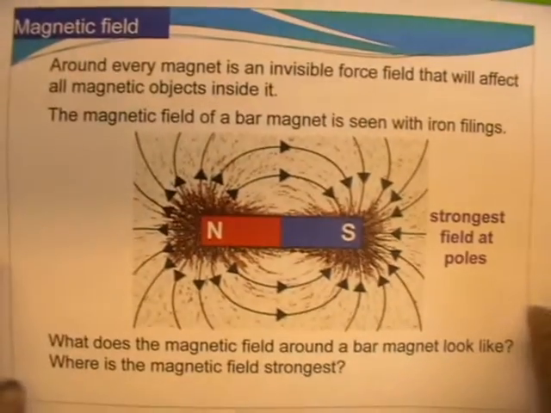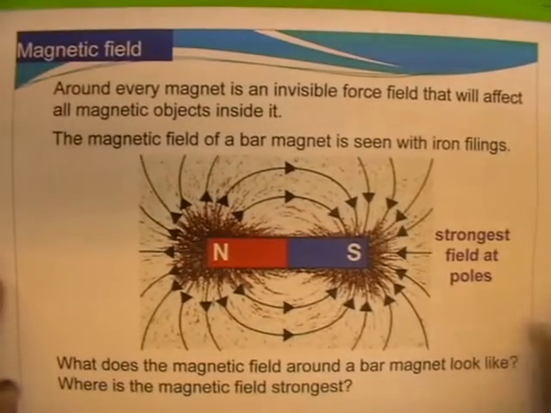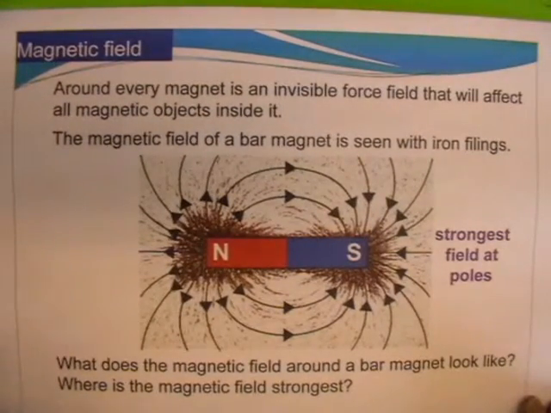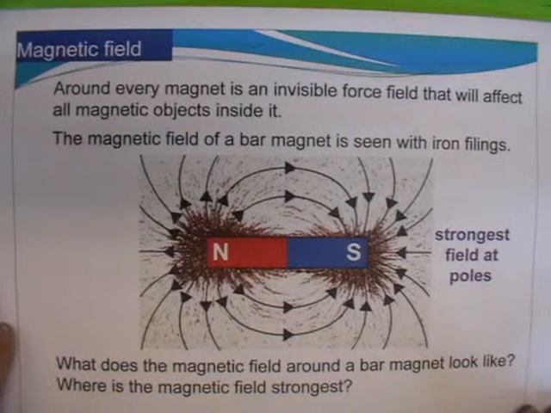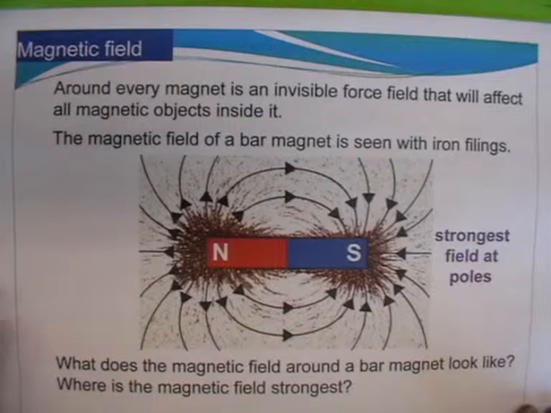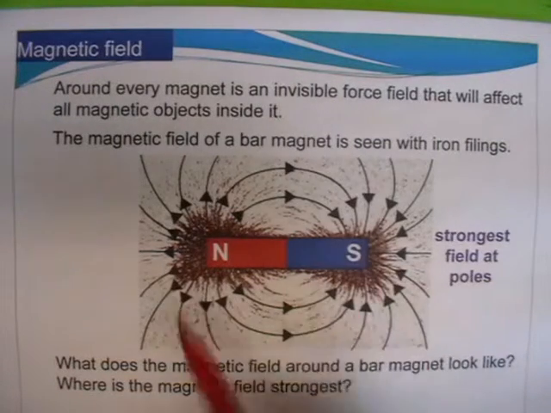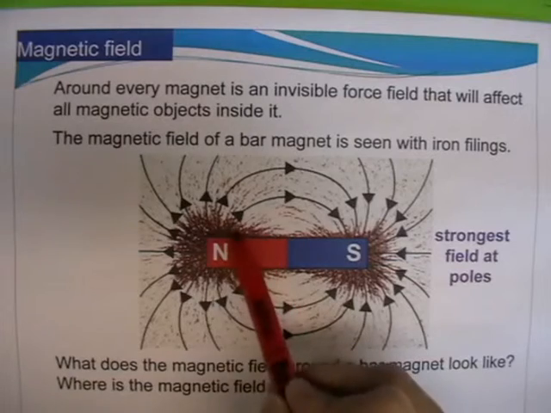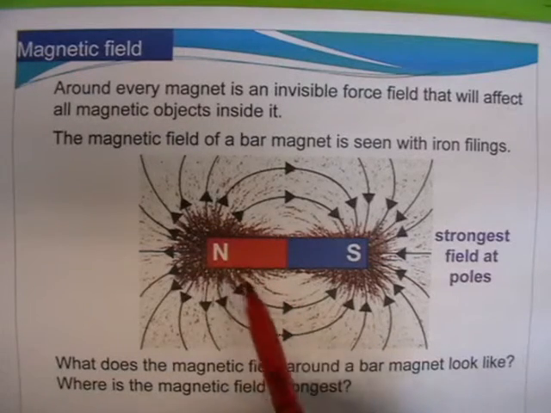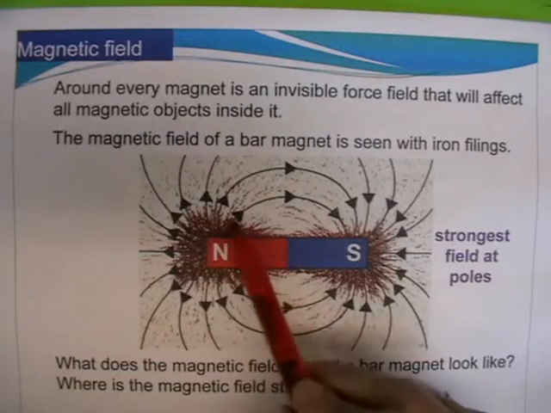Right, so everybody knows about magnets. Surrounding a magnet, there's an invisible force field called a magnetic field. It will affect every magnetic object placed in it, whether it's a magnet or just a magnetic material like iron. We can see the magnetic field of a bar magnet if we shake iron filings down onto a piece of paper. You can see that you get the strongest field at the poles and the weakest field around the outside.